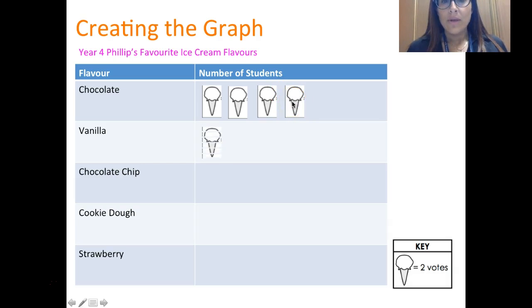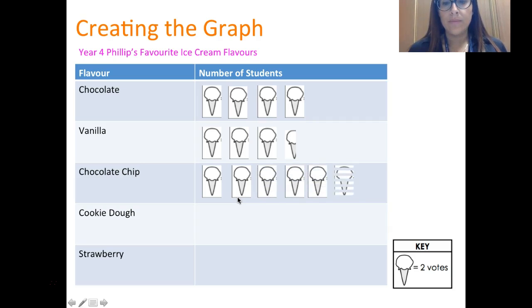Now vanilla. We have to draw 3 and a half ice creams because 2, 4, 6, 7 students liked vanilla. Half of an ice cream represents 1 person because half of 2 is 1. Next we have choc chip. You can see here that 2, 4, 6, 8, 10, 12, 13 people liked choc chip.